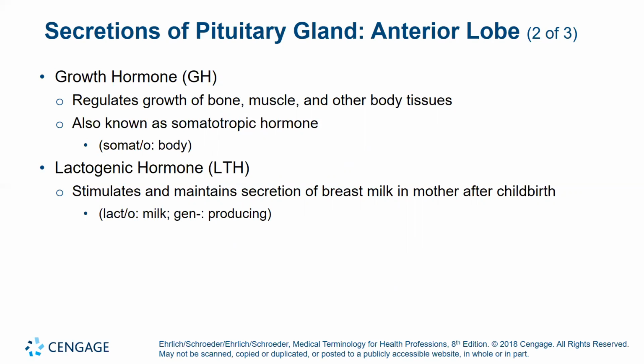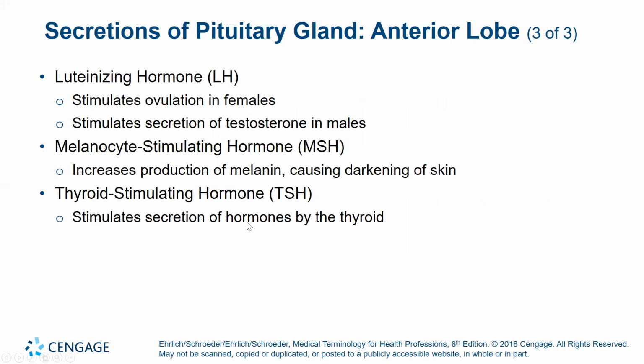Then we have lactogenic hormone, the LTH. Stimulates and maintains secretion of breast milk in mother after childbirth. Looking at the term, lact is milk, gen is producing. Then we have the luteinizing hormone, LH. Stimulates ovulation in females, and also stimulates secretion of testosterone in males. We have the melanocyte stimulating hormone, the MSH. This increases production of melanin, causing darkening of skin. We have the thyroid stimulating hormone, the TSH, stimulates secretion of hormones by the thyroid.